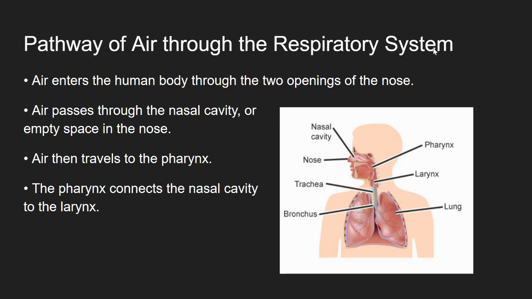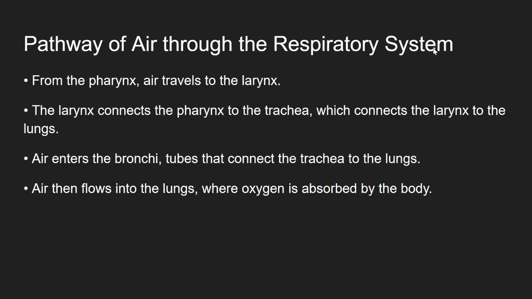Going over the pathway of air through the respiratory system now, air enters the human body through the two openings of the nose. Air passes through the nasal cavity or empty space in the nose, and air then travels to the pharynx. The pharynx connects the nasal cavity to the larynx. From the pharynx, air travels to the larynx. The larynx connects the pharynx to the trachea, which connects the larynx to the lungs. Air enters the bronchi, which are tubes that connect the trachea to the lungs.